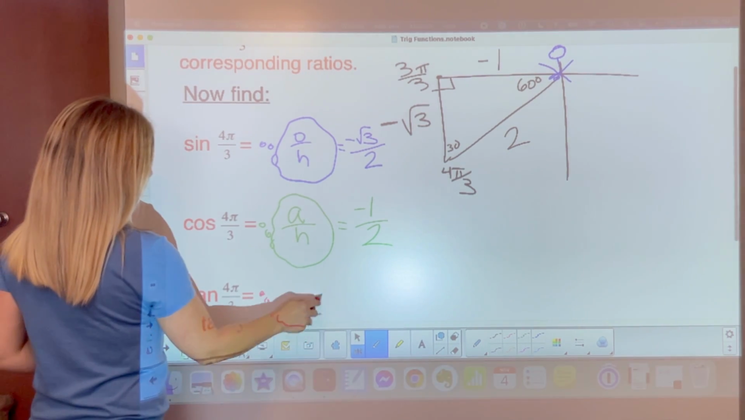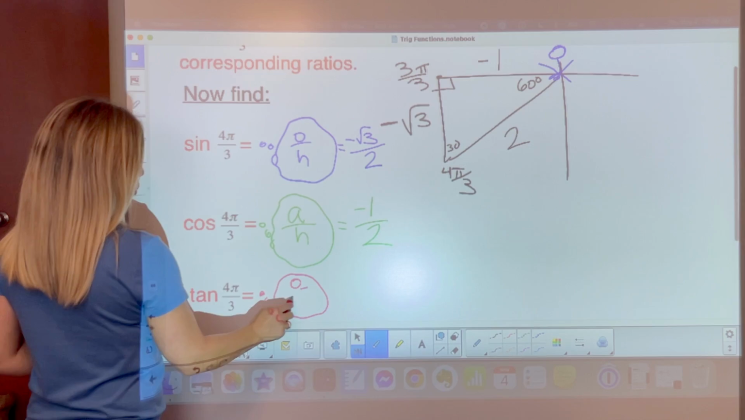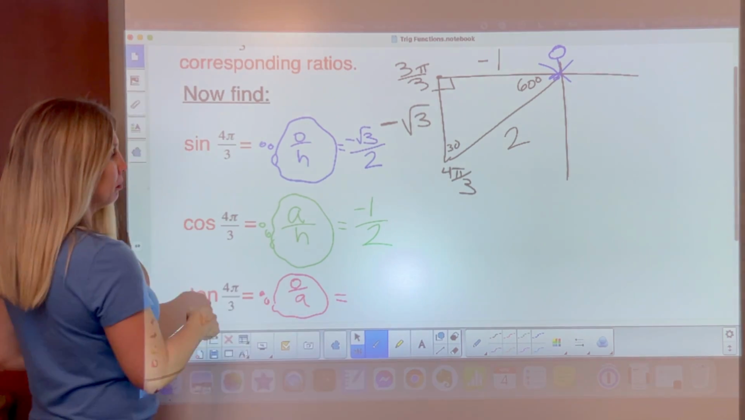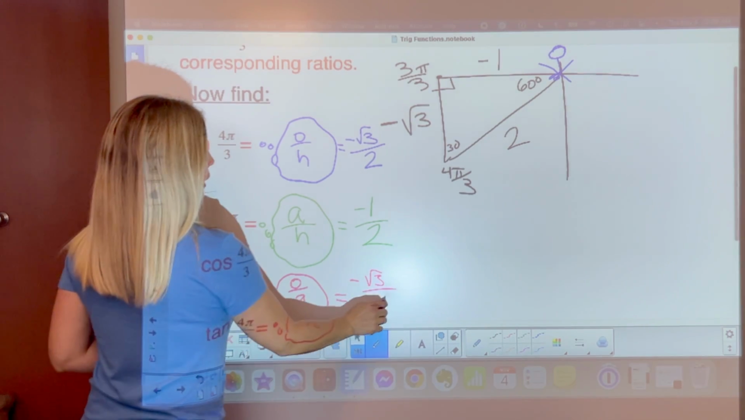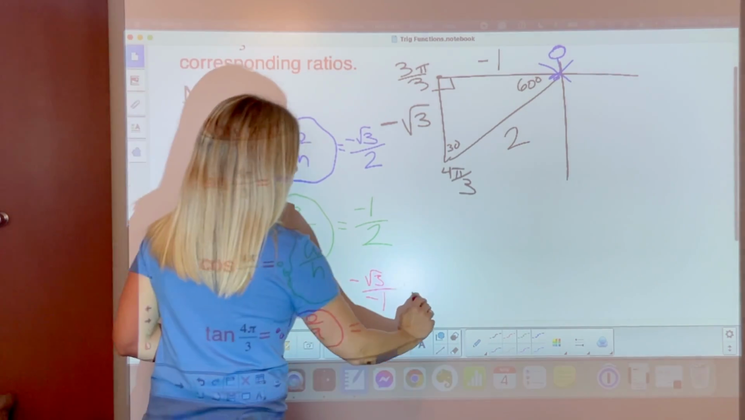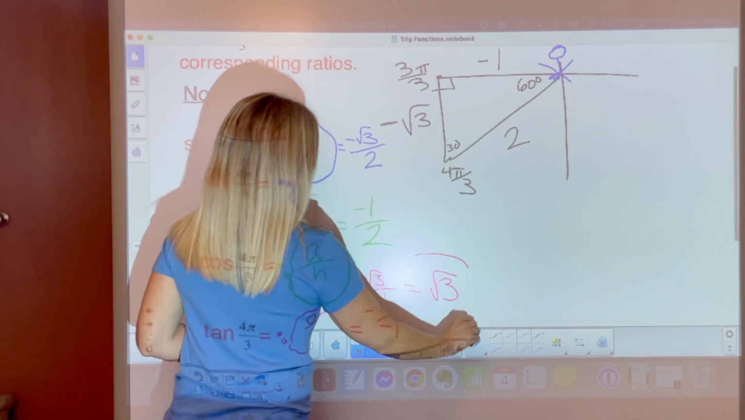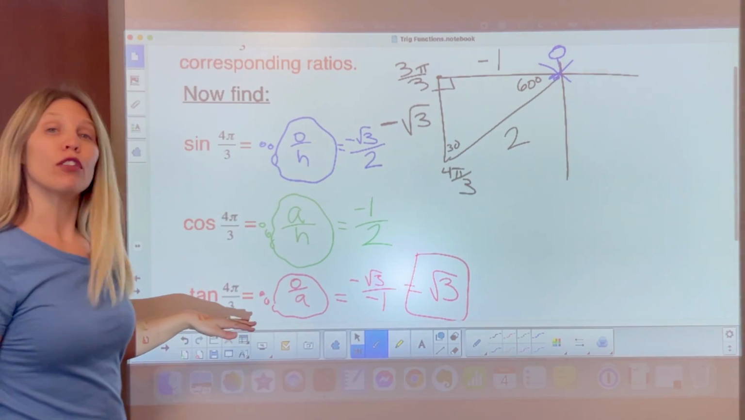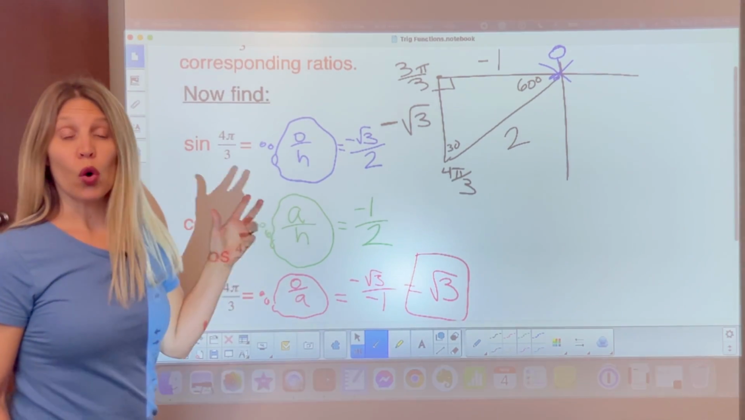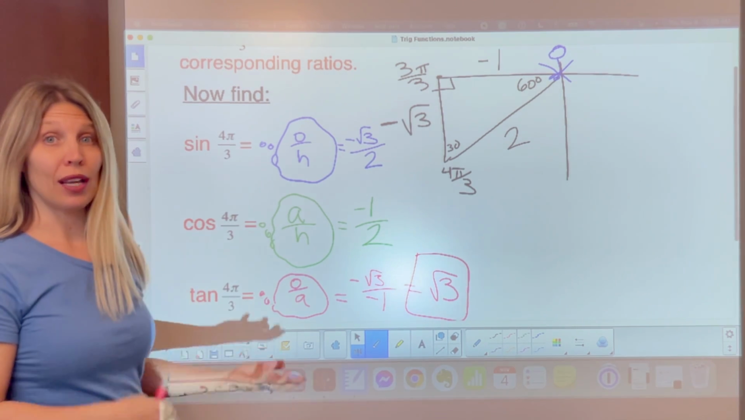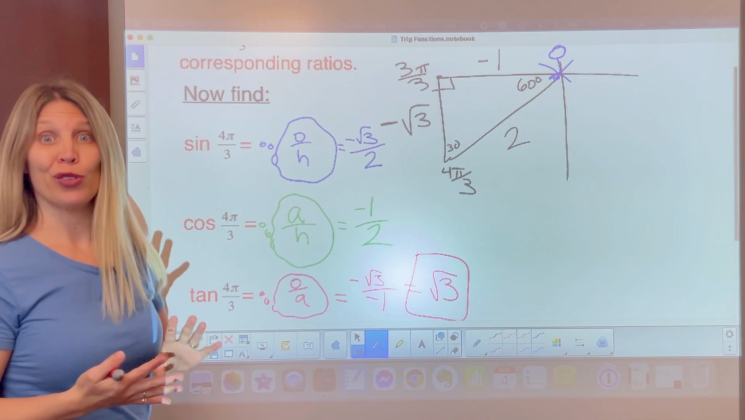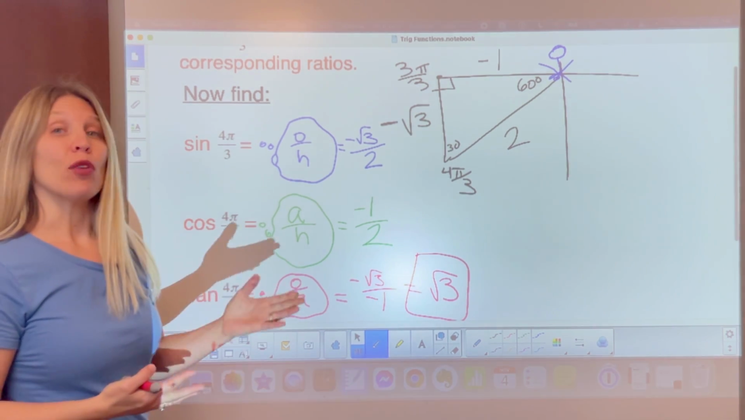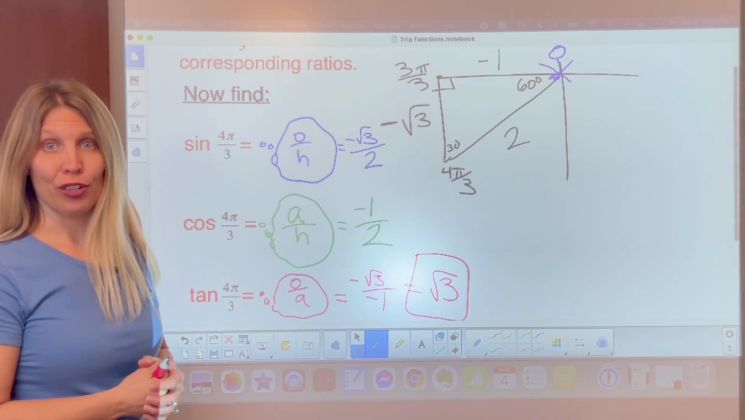Thought bubble, let's think about it. Tangent is opposite over adjacent, so opposite, negative square root of 3, over negative 1, my adjacent side, so we have a positive square root of 3 for my tangent of 4 pi over 3. So hopefully these examples helped you realize how to label each radian family, pi over 4, pi over 3, and pi over 6, and where to put it around in the unit circle.